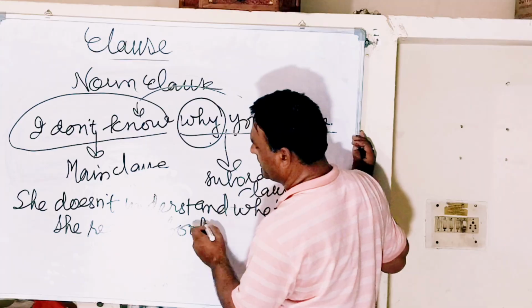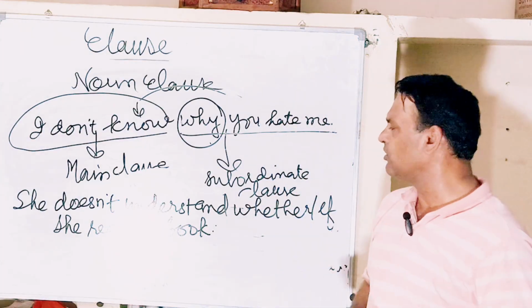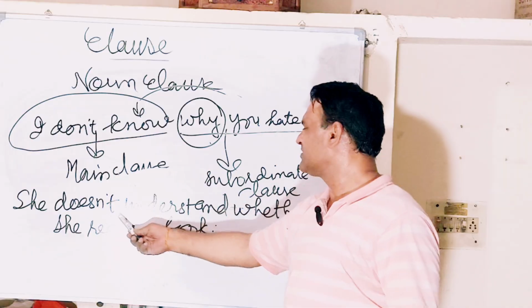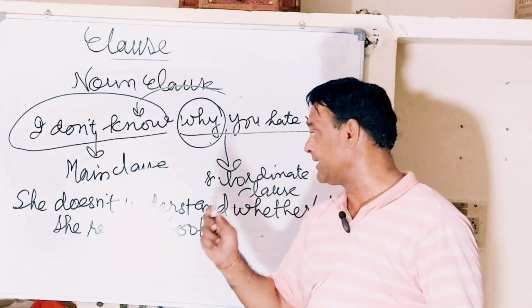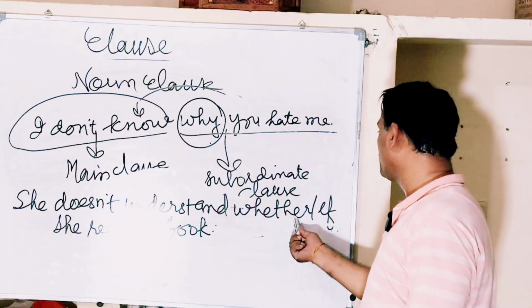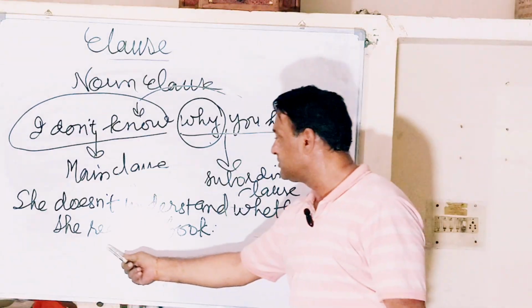Now it's a very clear sentence. She does not understand. What does she not understand? Question: what does she not understand? The answer is whether she reads a book.